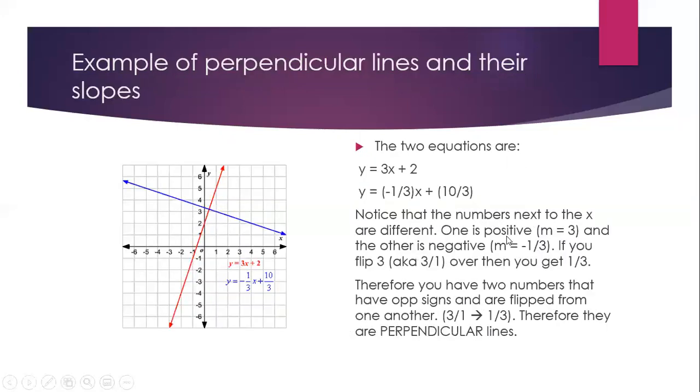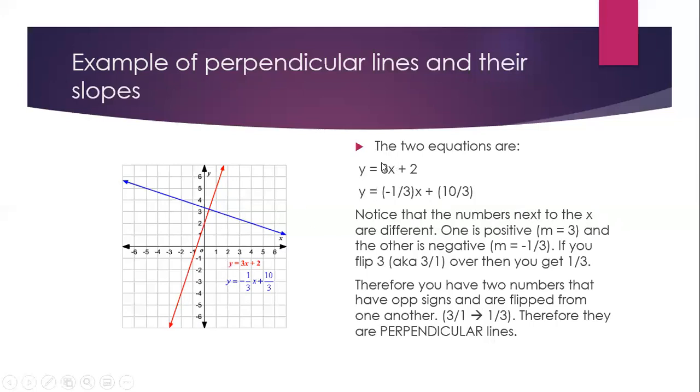Now let's talk about perpendicular lines. Perpendicular lines are ones that go in opposite directions. Notice this one goes down and that one goes up. They go in opposite directions. That's one clue. Now let's look at the slopes.